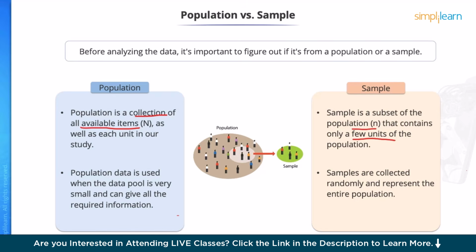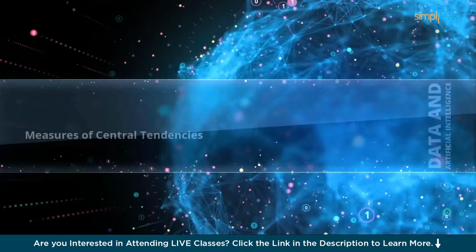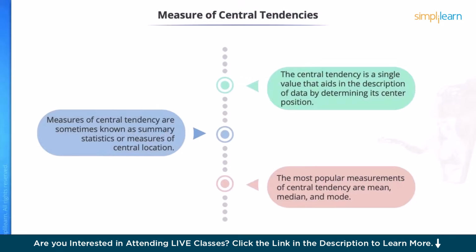Population data is used for study when the data pool is very small and can give all the required information. Samples are collected randomly and represent the entire population in the best possible way. Measures of central tendency. The central tendency is a single value that aids in the description of the data by determining its center position. Measures of central tendency are sometimes known as summary statistics or measures of central location. The most popular measurements of central tendency are mean, median, and mode.